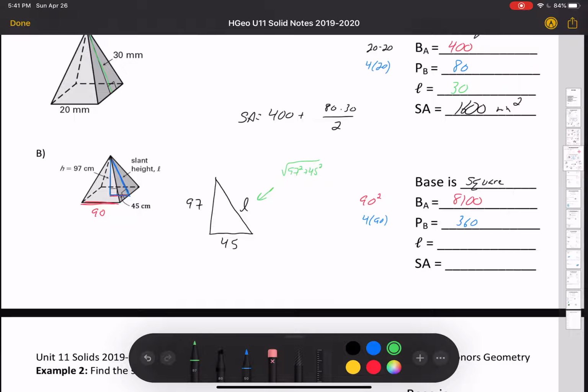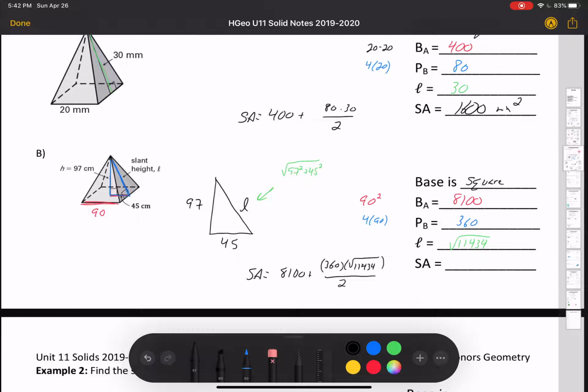which is going to give me, and I don't need to simplify this, but I do want to keep it exact. I don't want to round until the very end. So the slant height is going to be the square root of 11,434. So to finish this out, surface area formula is equal to the area of the base plus the perimeter of the base times the slant height all over 2.